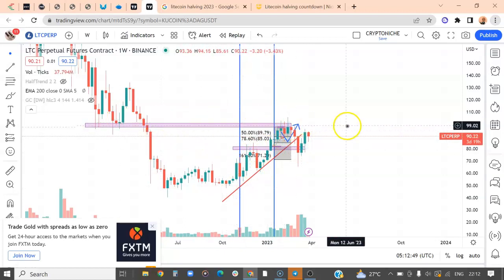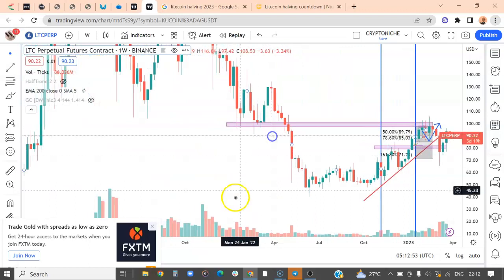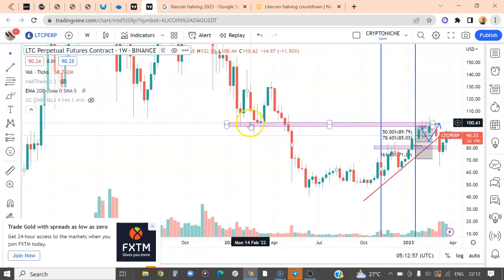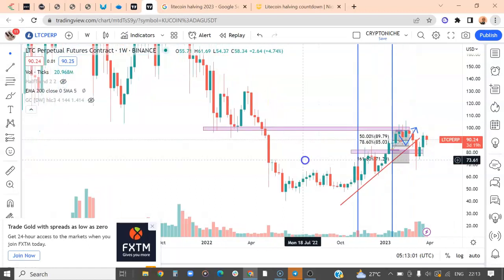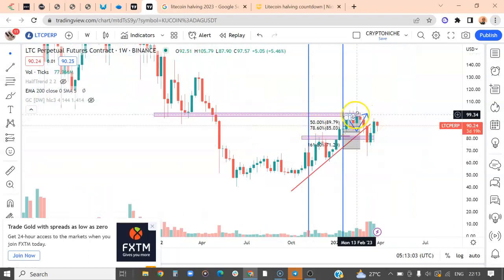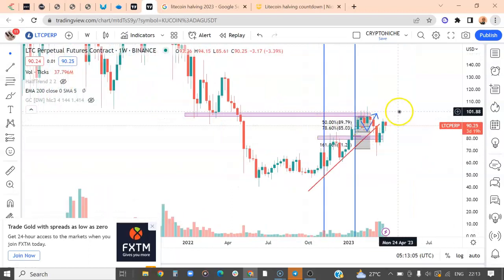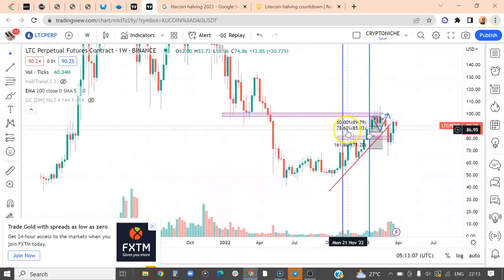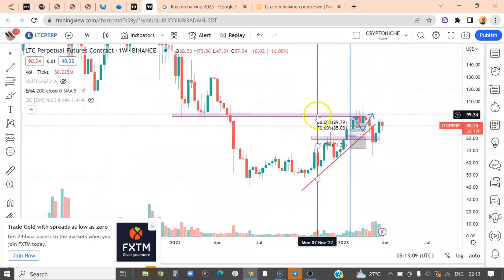And as you can see, this is a very good area of interest. The support that we had last year, February to March last year, became a resistance by February to March this year on the charts. That makes it a very good area of interest for traders.